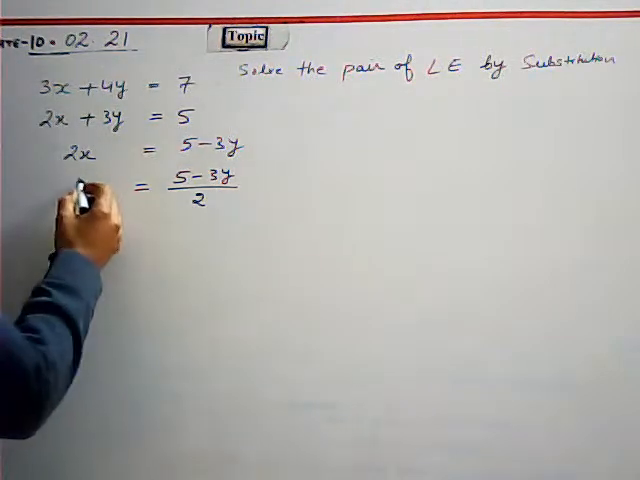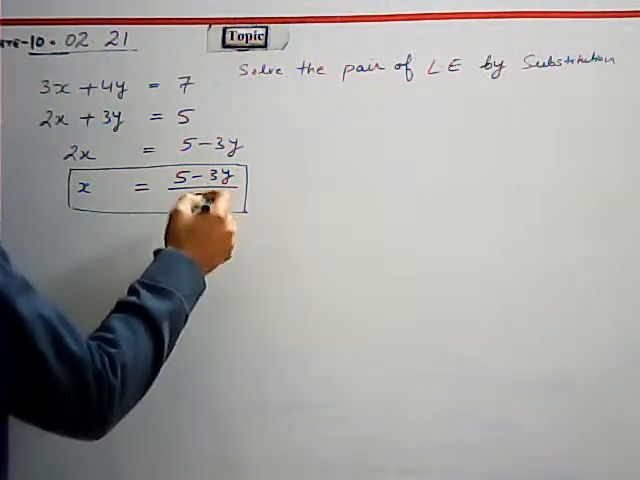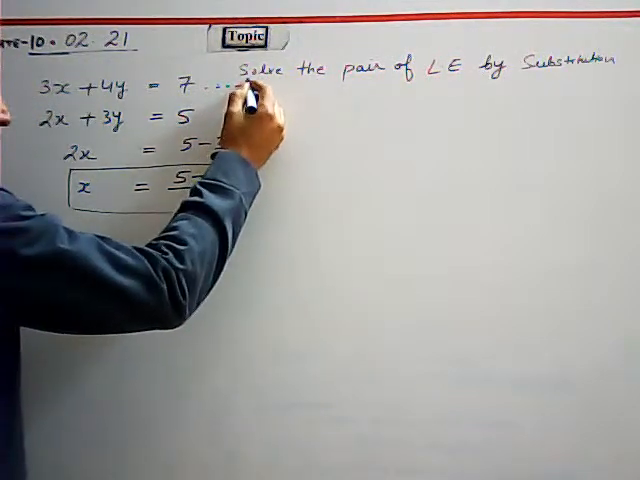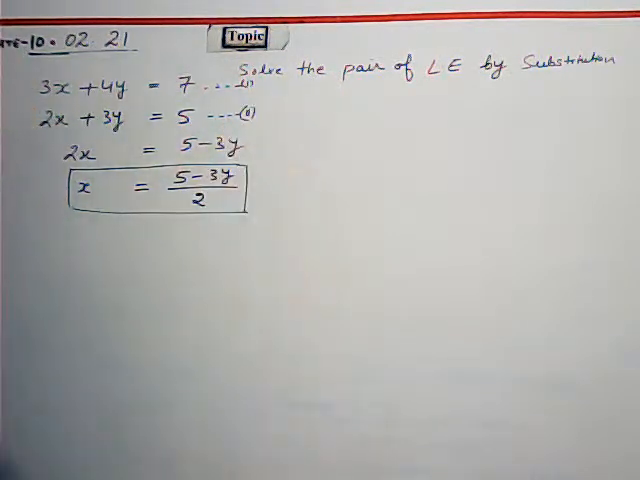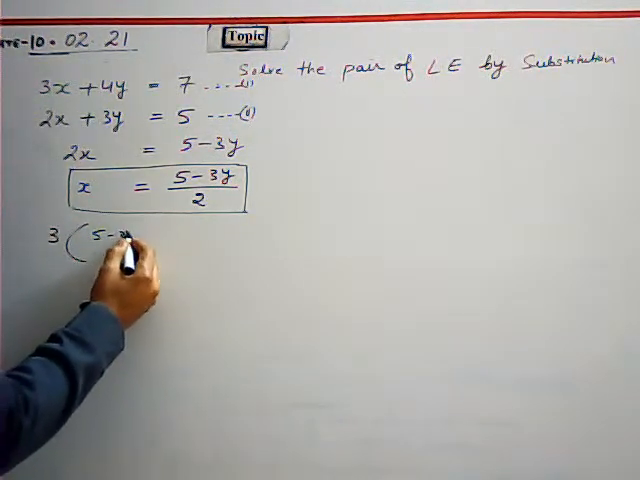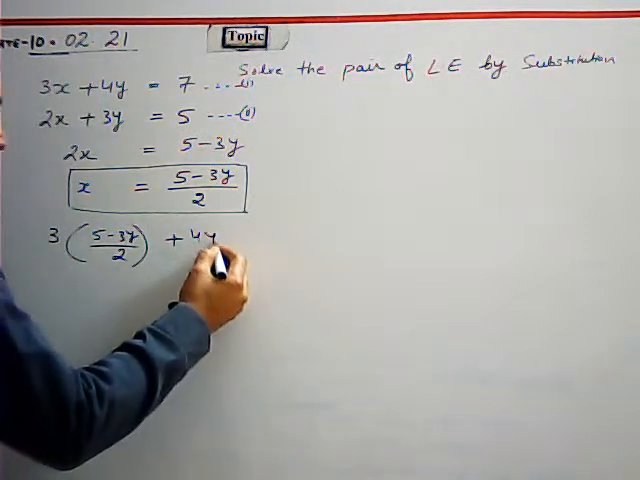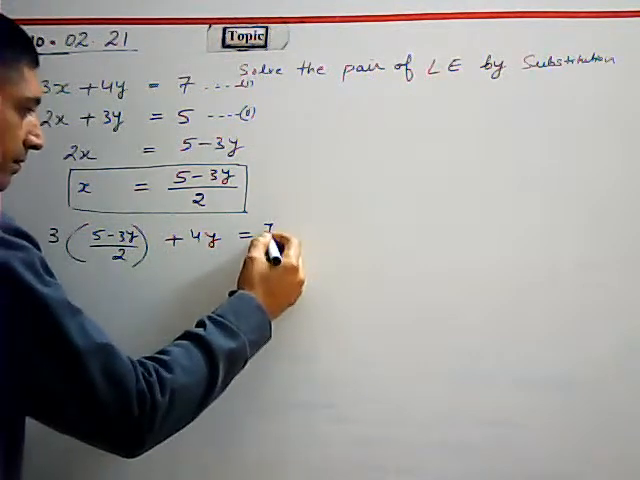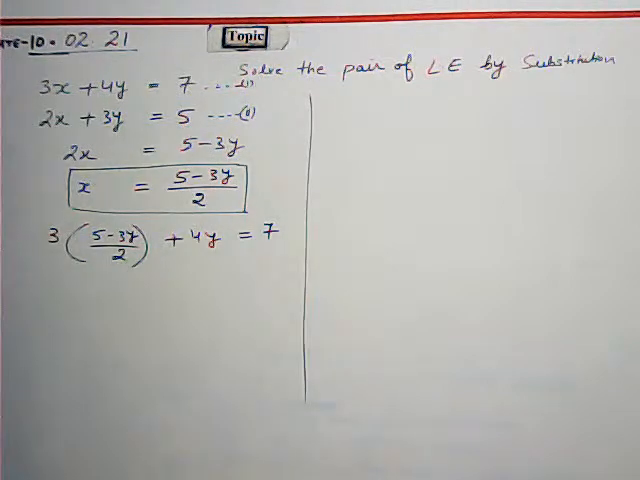So here this value of x we have substituted. This is in the first equation. This is equation number 1 and this is equation number 2, right? So what we'll do, we'll substitute this x here, that is 3 into 5 minus 3y divided by 2 plus 4y is equal to 7, right? So here both equations, they are now in terms of y, right?